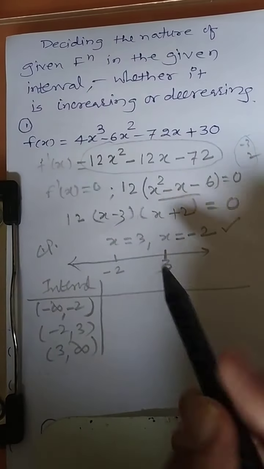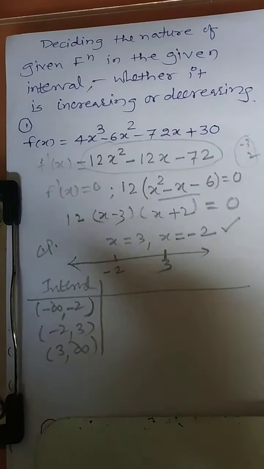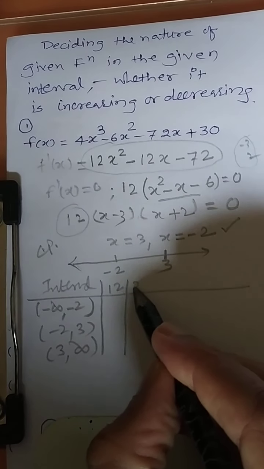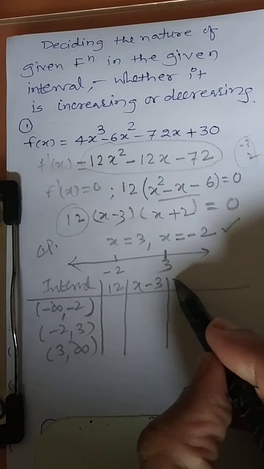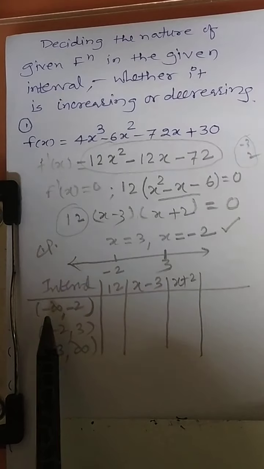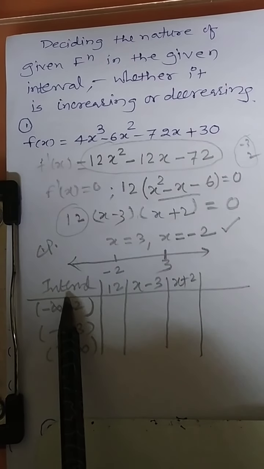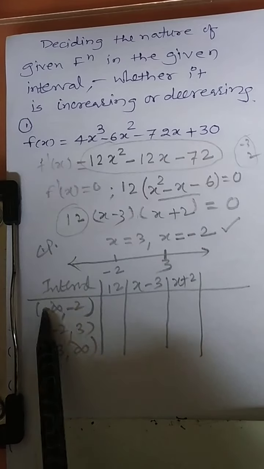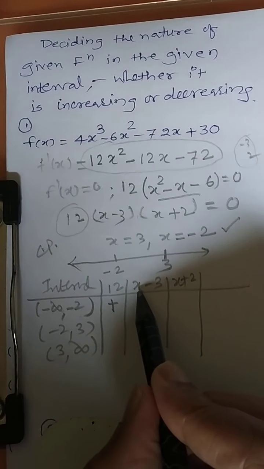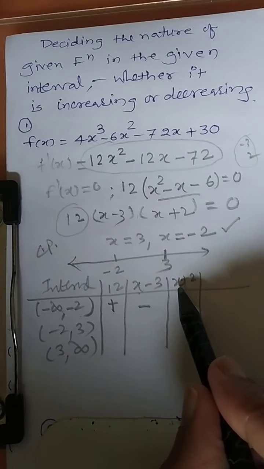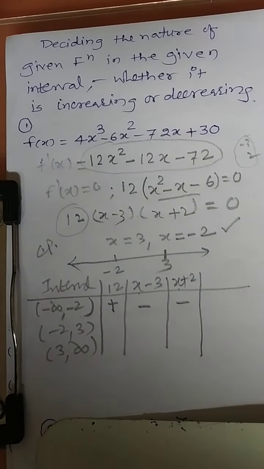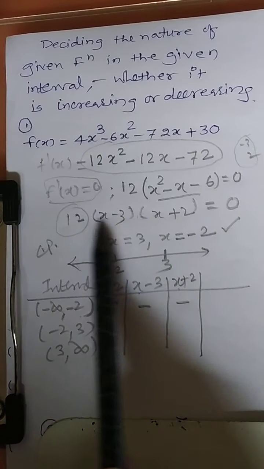Now in each interval we will discuss. Whenever you are talking about the interval, you should consider this number also. So the first number is 12, then x minus 3, then x plus 2. We'll try to monitor these factors separately. From minus infinity to minus 2, suppose I consider any number, say minus 3, that lies here. Minus 3 will not make any impact on 12 because x is not present. If I put minus 3 here, I will get negative. If I put minus 3 here, I will get negative. So you have to decide the nature of each term separately. Your f dash of x is nothing but the product of the three terms.